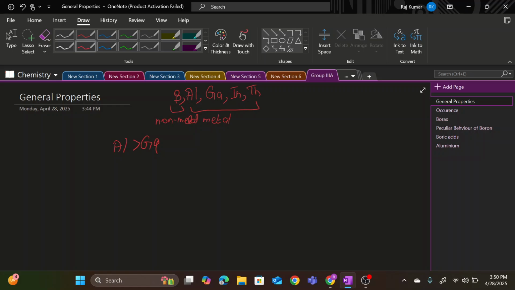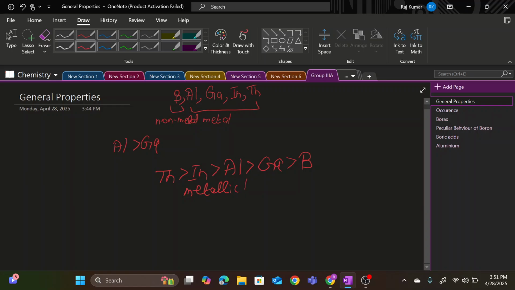Due to which the order of atomic size or the metallic characteristics is as follows: thallium has the most size, indium less than that, then aluminum, then gallium, and then boron. So this is the entire sequence which we need to understand: thallium, then indium, then aluminum, then gallium, then boron. This is basically the order of metallic characters.